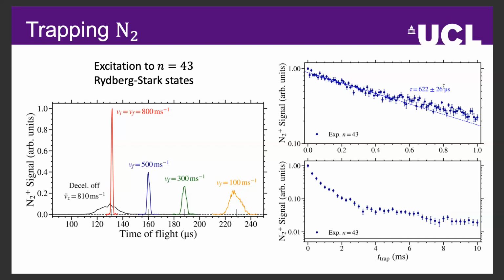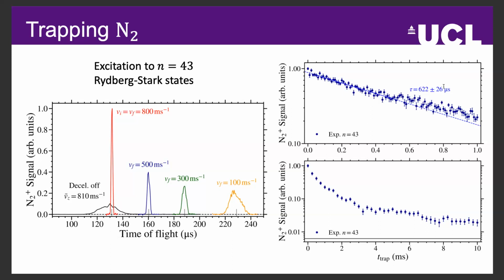And then we can see here the guiding of the Rydberg N2 molecules and then deceleration to various velocities. We then measured their trapped decay time. The top panel shows it on a 1 millisecond timescale, and we can see that the decay is much longer than in the case of NO, with a decay time of around 600 microseconds. And indeed, this meant we could actually perform trapping experiments on timescales of 10 milliseconds.